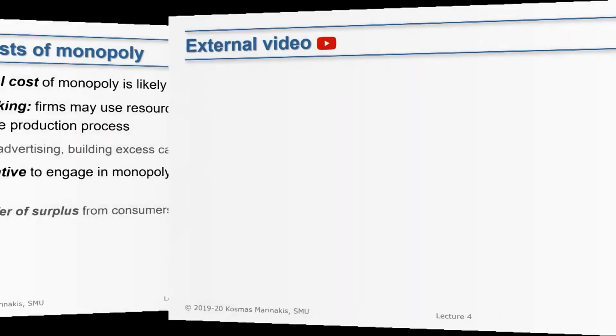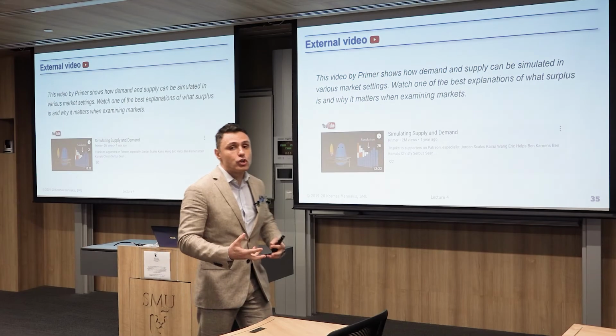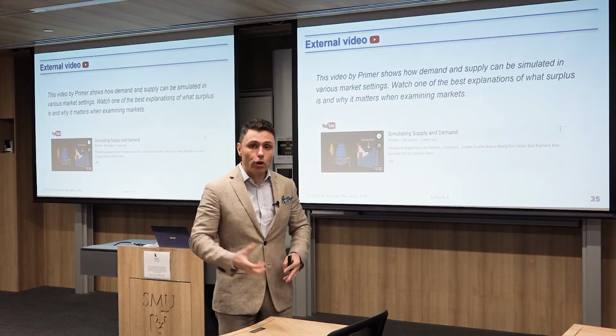This brings me to the external video. This is a little different video than we had before. It's made by Primer. It's a simulation of demand and supply and shows exactly what happens in efficiency and why consumer surplus and producer surplus are important to understand how transactions are efficient or not efficient.